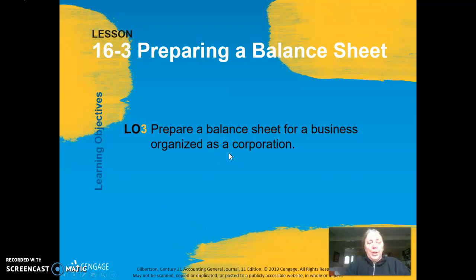So carrying on with Chapter 16, preparing financial statements for a corporation, we have done an income statement and we have done a statement of stockholders' equity. And let's not forget that the reason we did that statement of stockholders' equity is so that we could use the numbers for capital stock and retained earnings on the balance sheet. And we are about to prepare the balance sheet for the business that is a corporation.